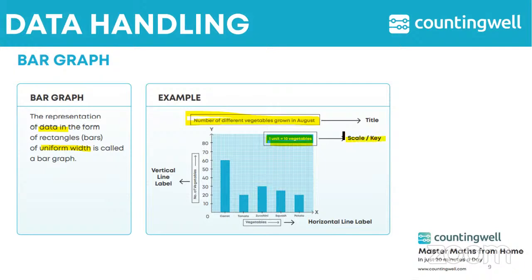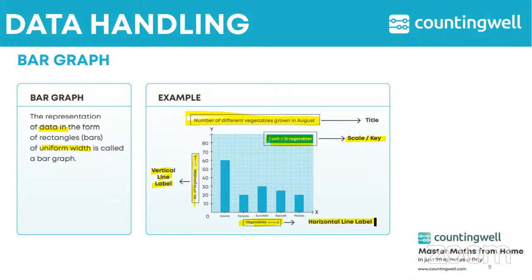Then we have two axes. We have horizontal axis and vertical axis. On the horizontal axis, we have the category. So here the category is vegetables grown. So we have carrot, tomato, zucchini, squash, and potato. Then on the vertical axis, we have the number of vegetables. Correct. So it is the vertical line label, and here we have the horizontal line label.